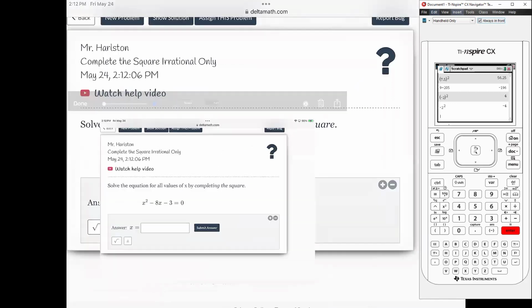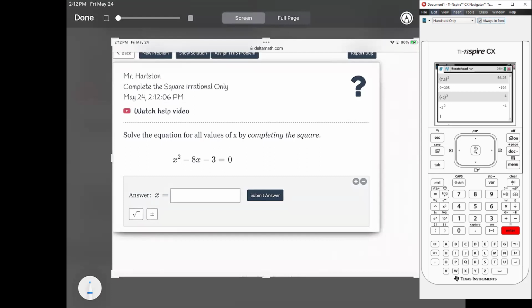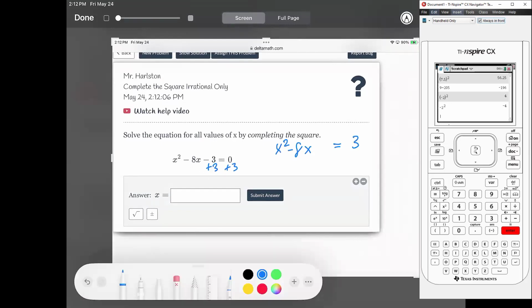So here, I'm going to add 3 to both sides. So I'm going to have x squared minus 8x equals a positive 3. Then I'm going to take the middle term, the negative 8, and I'm going to divide it by 2. We're going to get negative 4, and then I'm going to square that. So that gives me a 16. So I'm going to be adding 16 to both sides. So what I got here is x squared. Oops, it's not what I wanted to do.